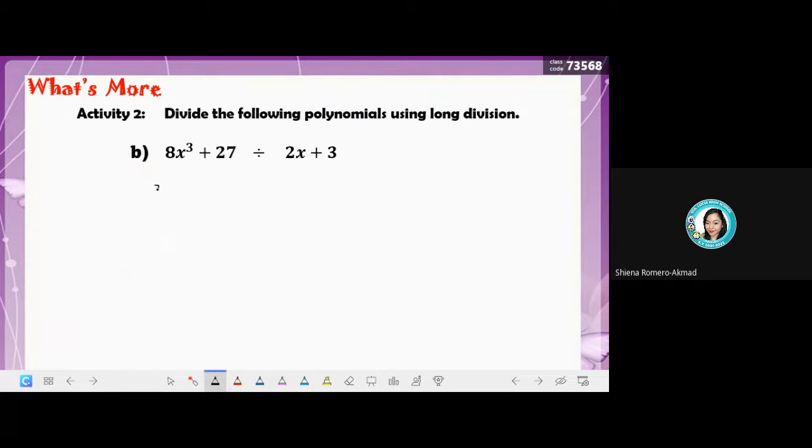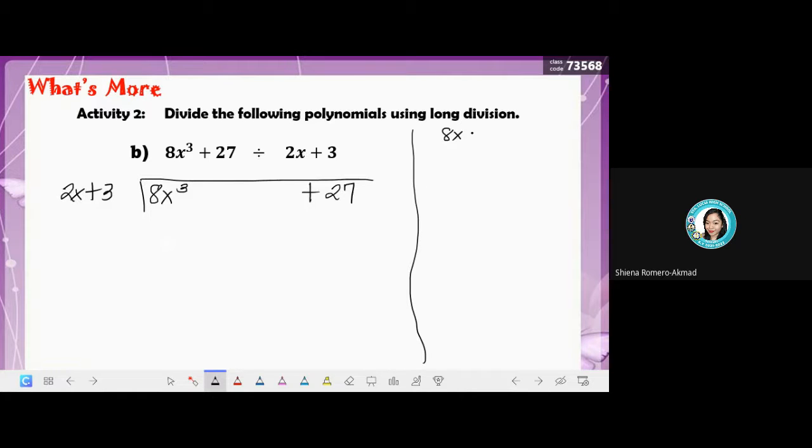Ulitin natin. We have 8x cubed plus 27. And sabi ko sa inyo, there are missing terms. So, ang gawin natin ay improve natin. Dahil nawawala si x squared tsaka si x, lagyan natin sila ng space. Okay? So, lagyan natin ng space para kay x squared, para kay x, dito si 27. Then, we will divide to 2x plus 3. So, let me use this as our scratch.